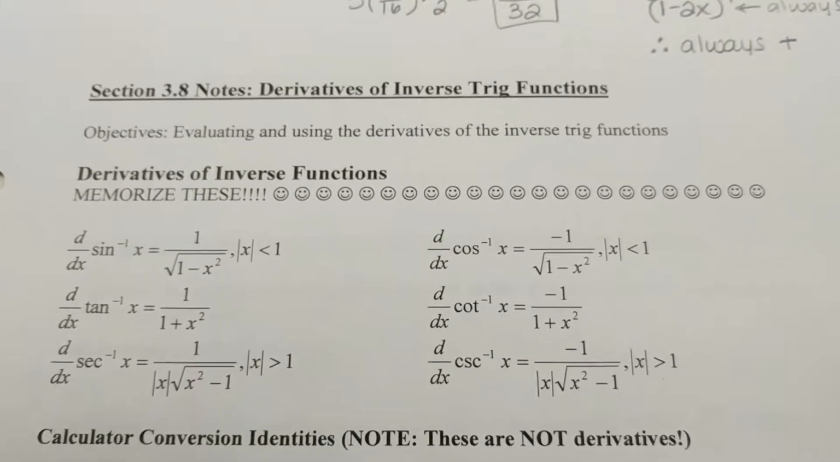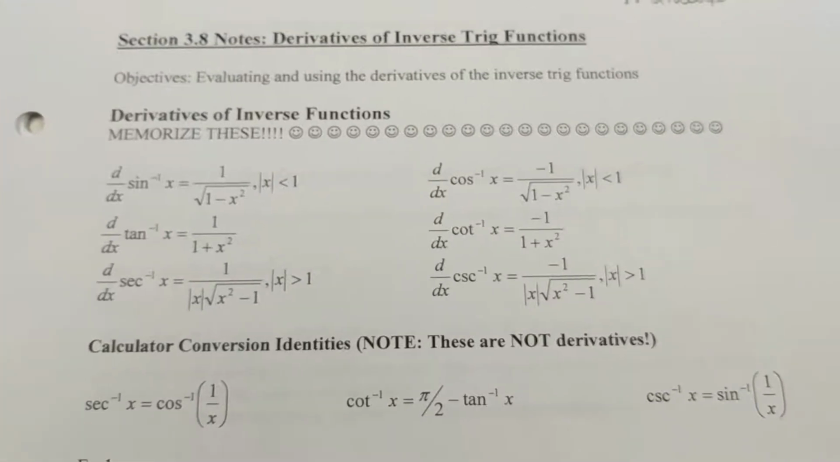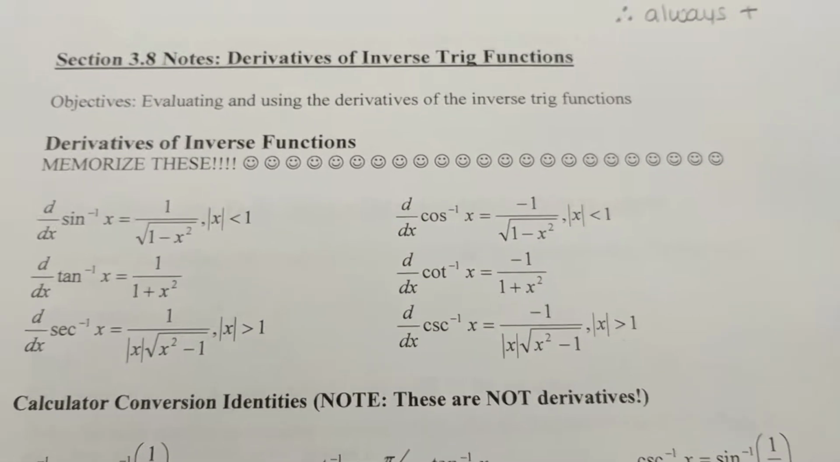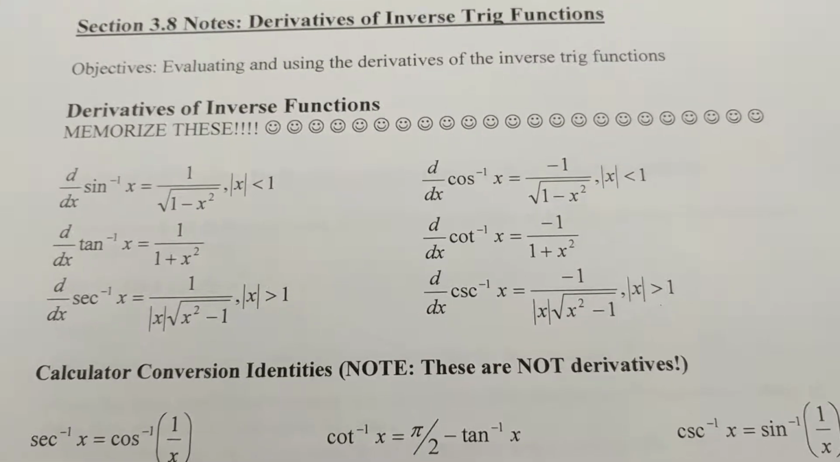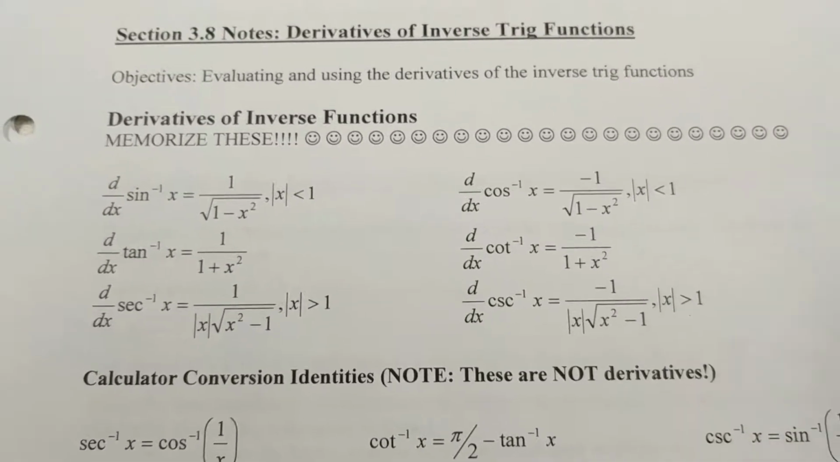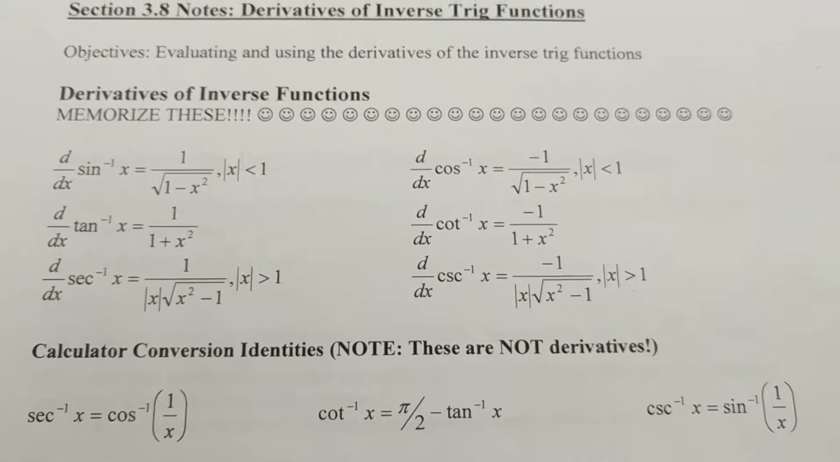So today we're going to do section 3.8, which is derivatives of the inverse trig functions. And again, we've got this list of trig derivatives that we have to memorize. The trig derivatives are from section 3.5. These are your inverse trig derivatives. And again, memorize, memorize, memorize. They show up everywhere on the AP exam.